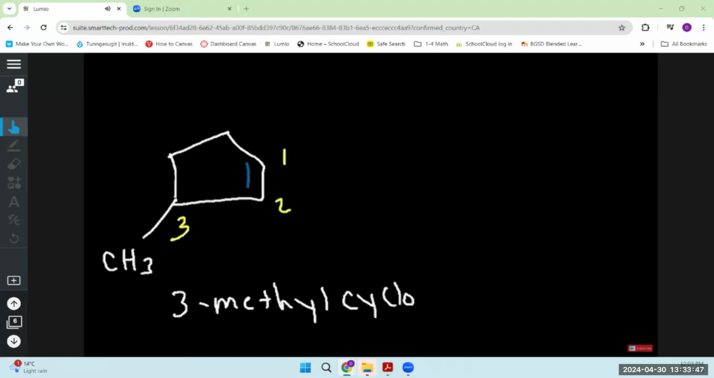Now, if we choose to count it this way, the methyl will be on carbon 5. However, if we choose to count it this way, the methyl will be on carbon 3. So let's count it that way. This is going to be 3-methylcyclopentene, since it's a 5-carbon ring. And we don't have to say 3-methyl-1-cyclopentene. As we've mentioned before, the double bond is on carbon 1.